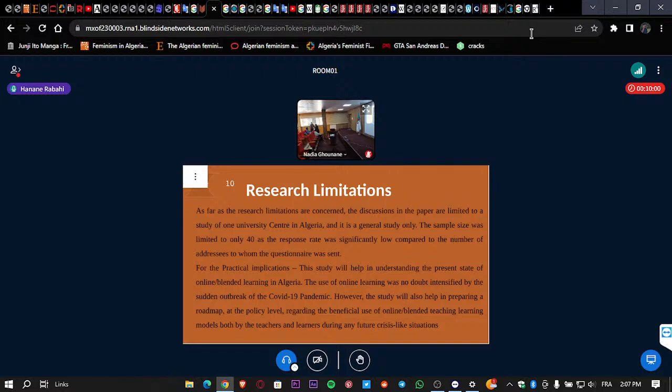As far as the research limitations are concerned, the discussions in the paper are limited to a study of one university center in Algeria, and it is a general study only. The sample size was limited to only 40 teachers, as the response rate was significantly low compared to the number of addressees to whom the questionnaire was sent.